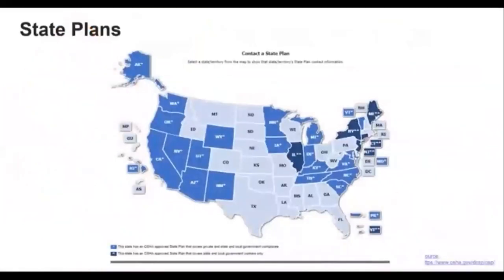This is an overview of the state plans for all states within the United States. The light blue signified on the map here shows states that adopt the federal OSHA standards. Medium blue are states that have an OSHA approved state plan covering the private sector and state and local government workplaces. And then the dark blue states are those that have an OSHA approved plan that cover only the state and local government workplaces.